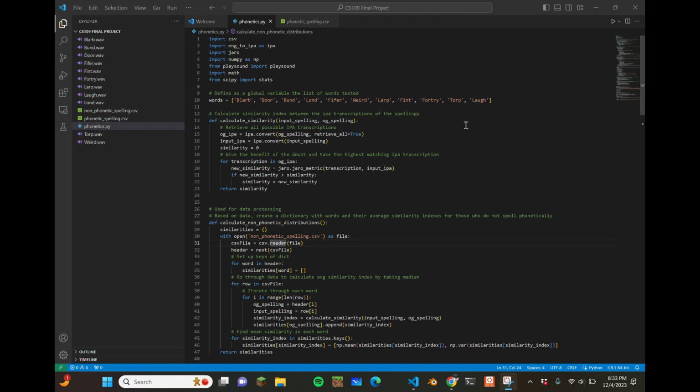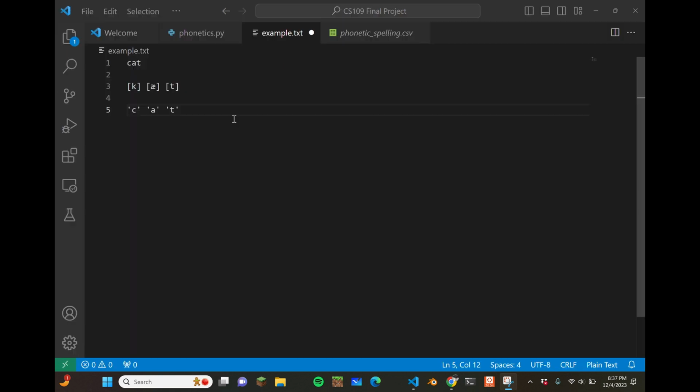So as my final project, I created a program to predict the relative probability that a user learned to read and write phonetically or non-phonetically. Let's take, for instance, the word cat.